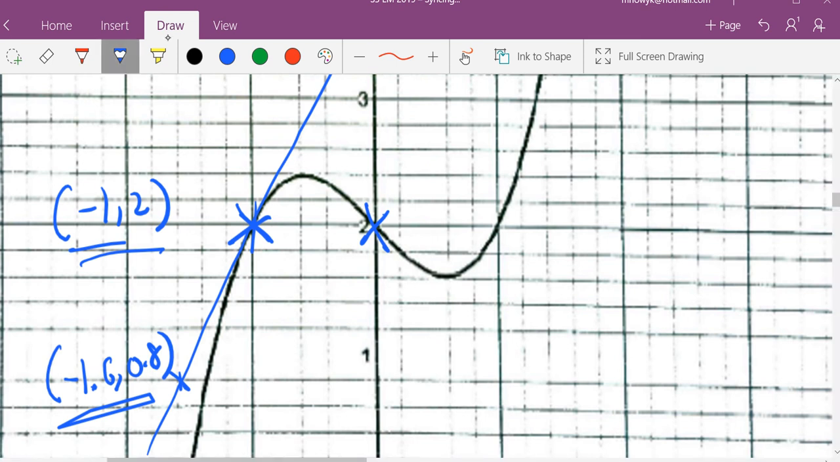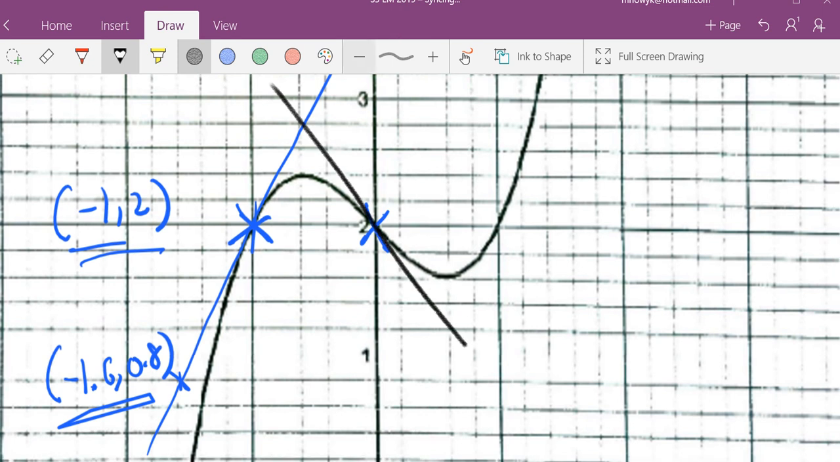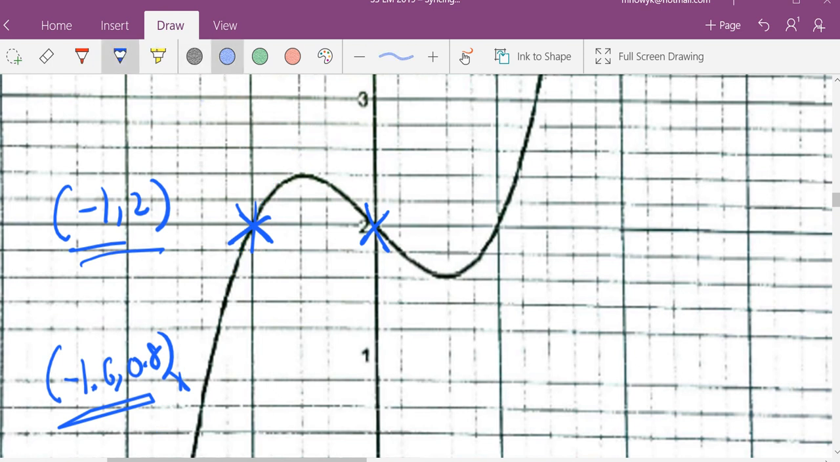Can you draw? Sorry, I drew wrong. Can you draw a tangent? Sorry, I drew wrong again. Can you draw a tangent that is cutting this slope, along the slope at one point? Is that okay?